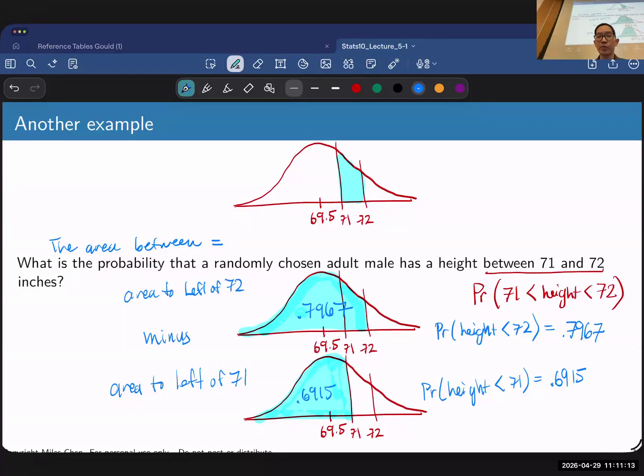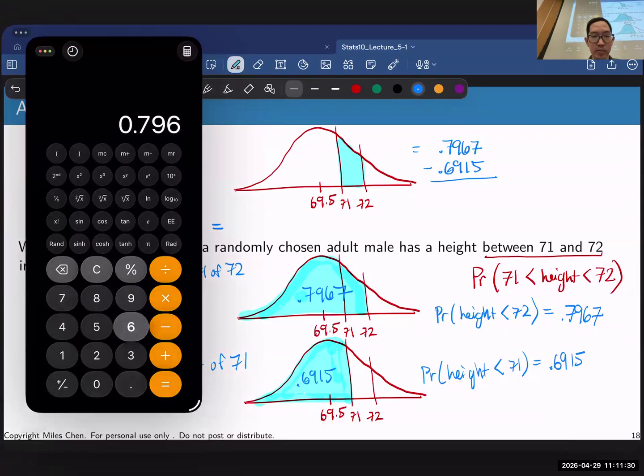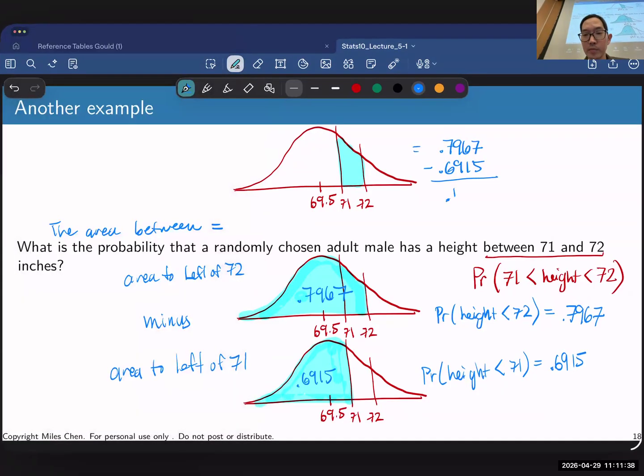Okay, and thus the area in between is going to be 0.7967 minus 0.6915. You get 0.1052. And so that's how you get values in between two numbers. Okay.